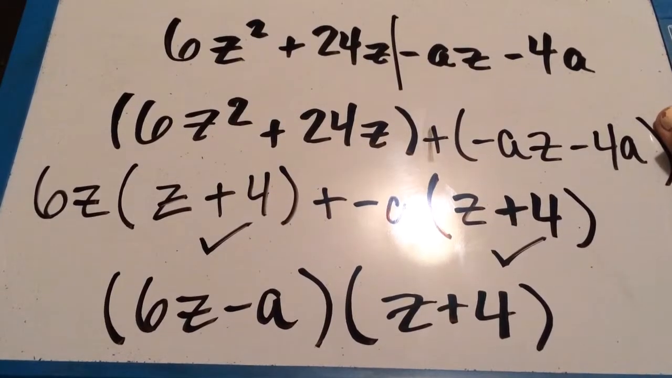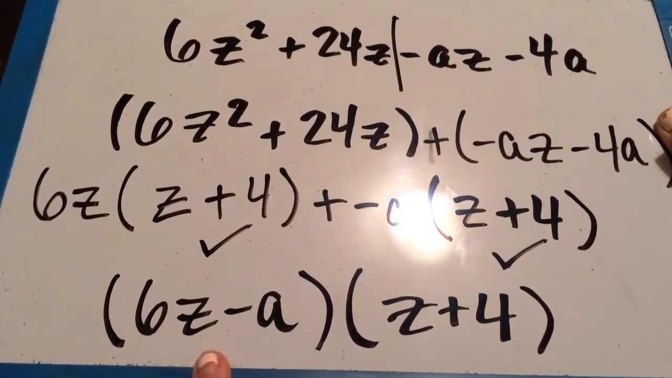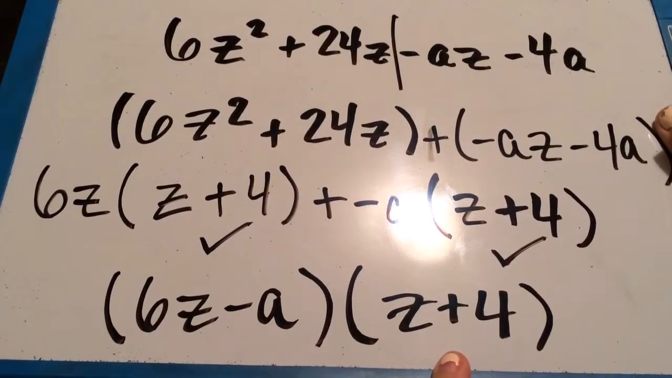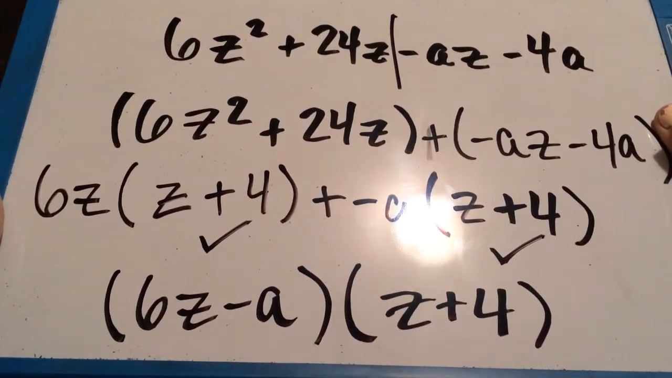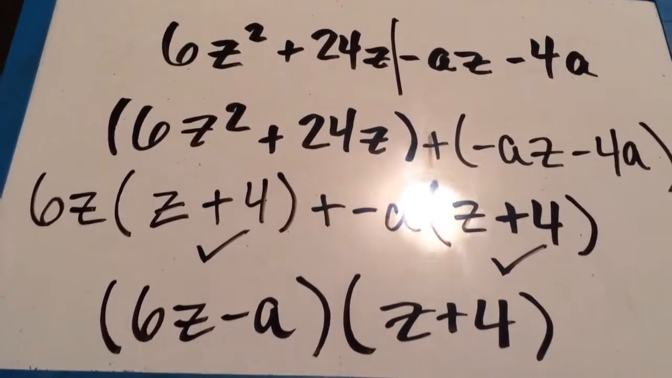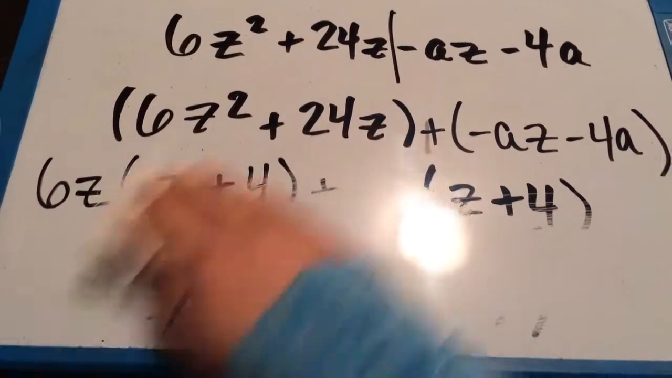And like in trinomials, we wanted to factor so that we had 2 binomials multiplying with each other. So this is how you would do it when you're trying to factor 4 terms. Let's do one more.